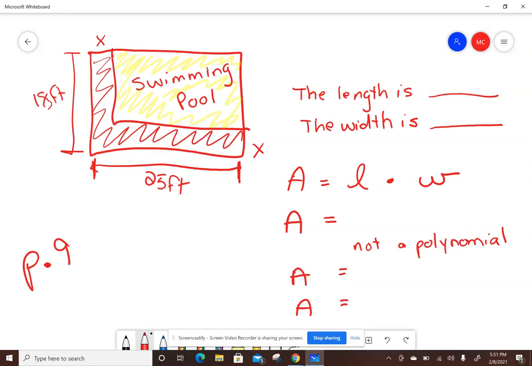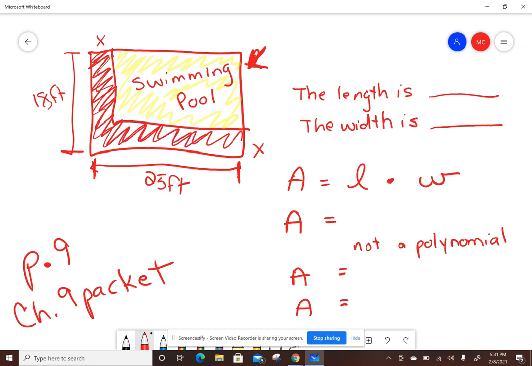Okay, if you look at page 9 in your chapter 9 packet, we're going to go over this word problem. It shows you a picture of a swimming pool. Here, the yellow is the swimming pool. And surrounding the pool on two sides is a walkway. And in the red is the walkway.